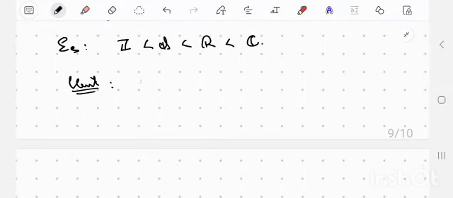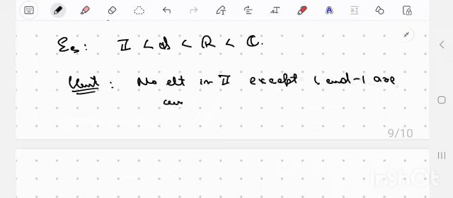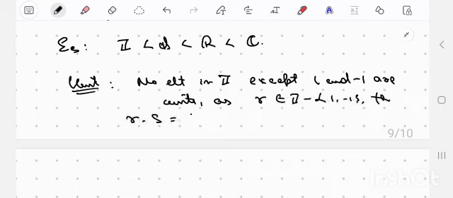Observe that no element in Z except 1 and minus 1 are units. As if R is in Z minus 1 and minus 1, then R multiplied with S gives you 1 if and only if S is equal to 1 upon R in usual notation of integers. But this is not in Z, we know it, right? But this is in Q, right? This is evidently in Q, right? Every element except the 0 element.